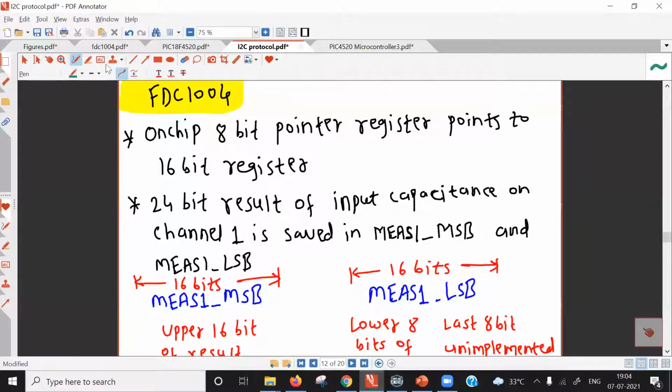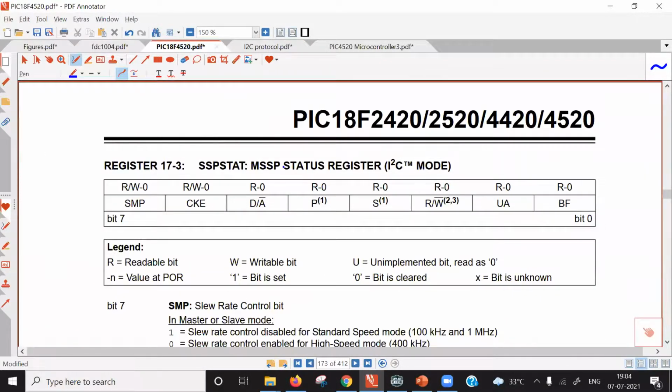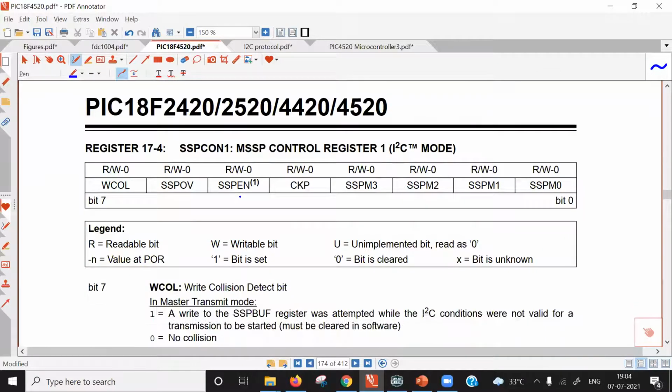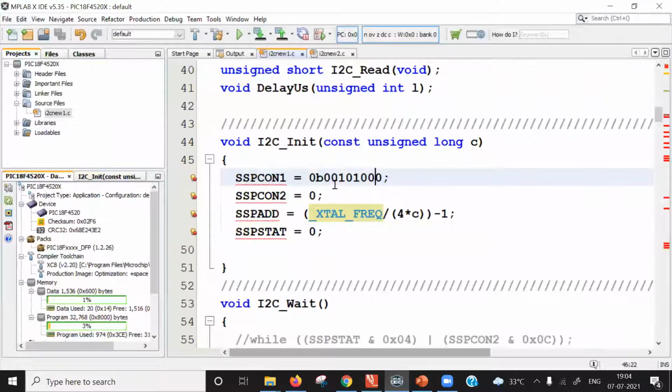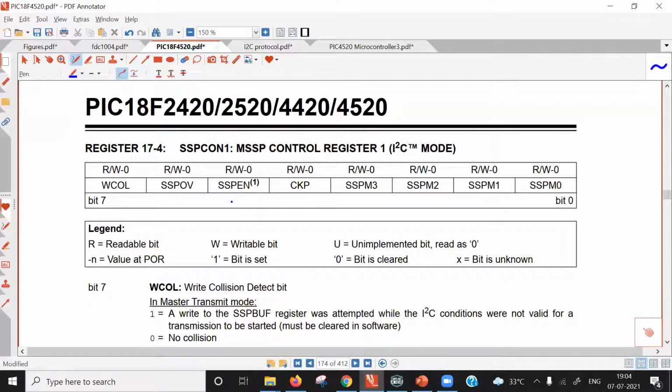Let us go back to data sheet. SSP stat register we will discuss later. We will discuss first this SSP con 1 register. What I have done is, if you look at the binary number, third bit is 1 here, and after that fifth bit from left hand side. If I indicate these two bits here, this bit is 1 and this bit is 1, and other bits are 0.